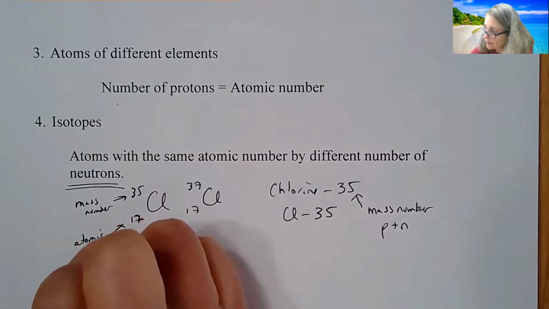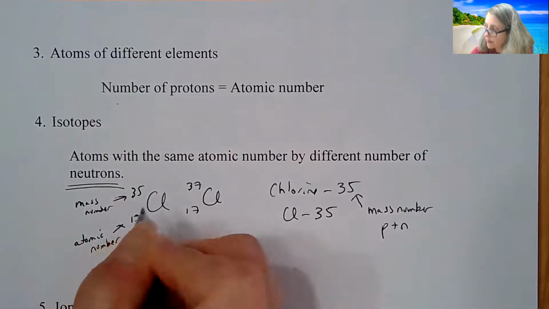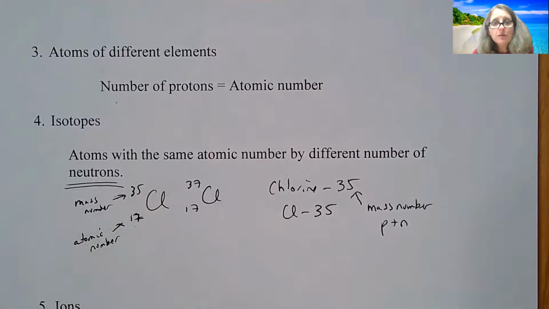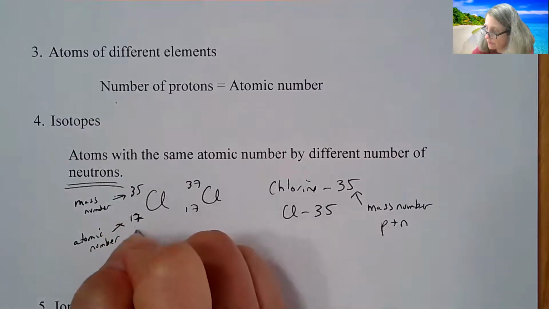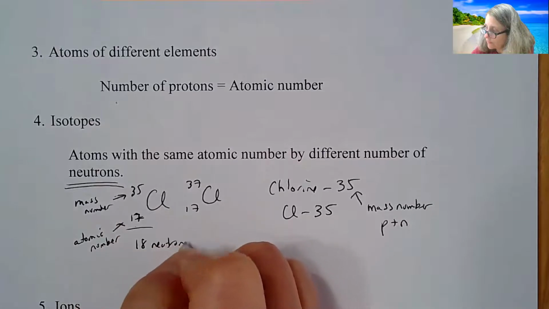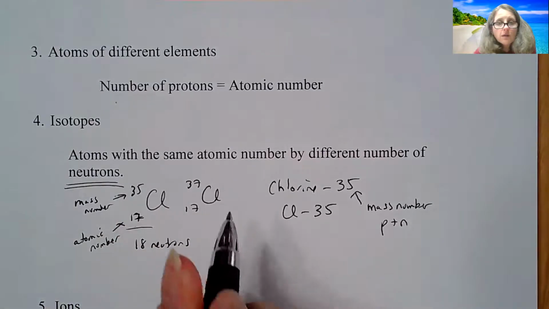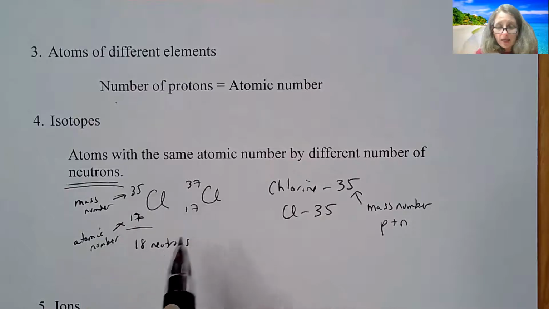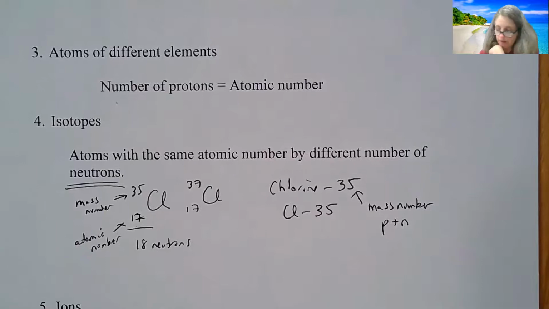So that's the number of protons. If that's the number of protons, and that's the number of protons and neutrons, when you subtract those two numbers, you end up with the number of neutrons. Isotopes, again, are not found on the periodic table. You have to have another resource for that. So please note that they have different numbers of neutrons.